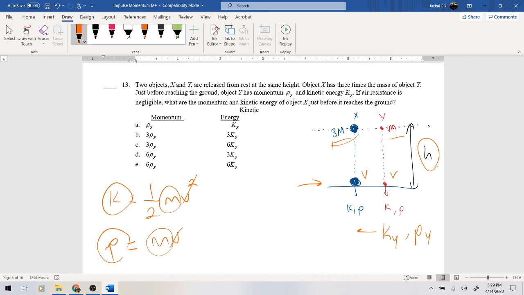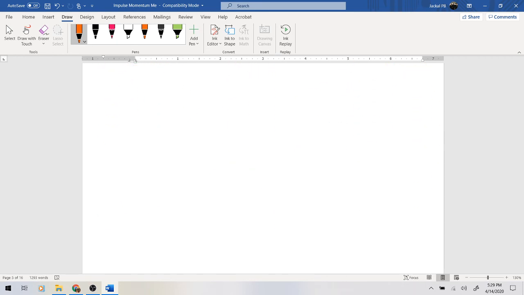And since x has 3 times the mass of y, kinetic energy is also going to be 3 times that of object y, and momentum is also going to be 3 times that of object y. So in that case, your answer is going to be B.